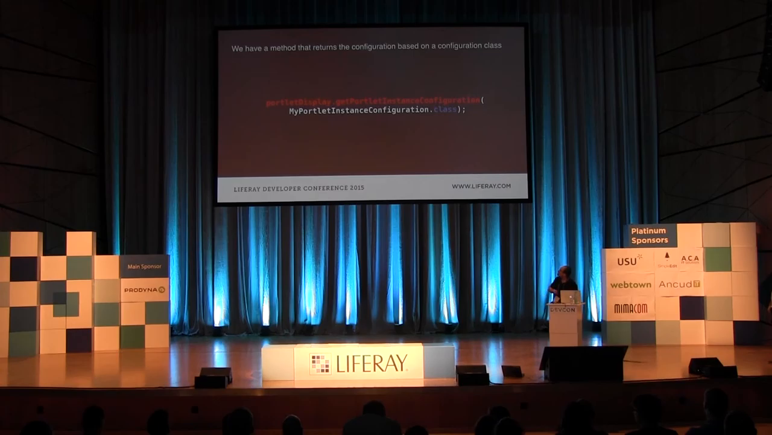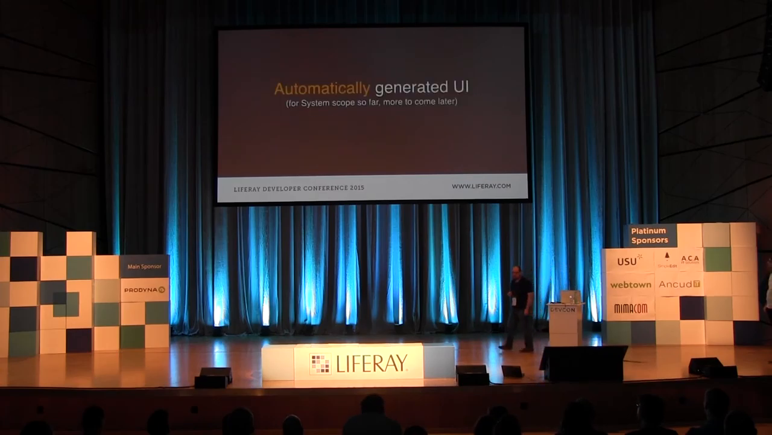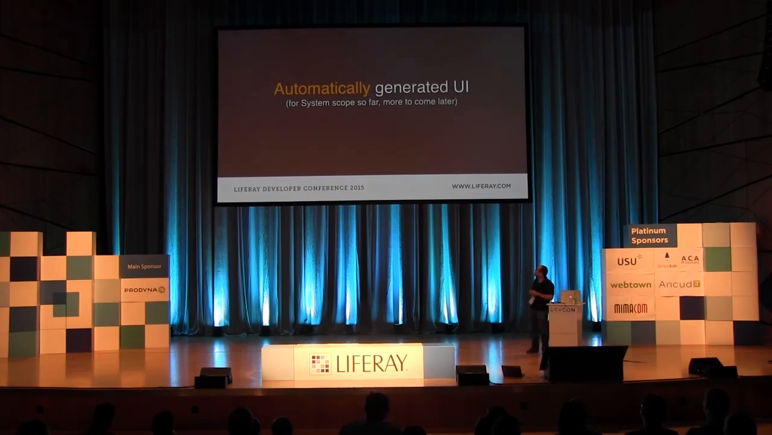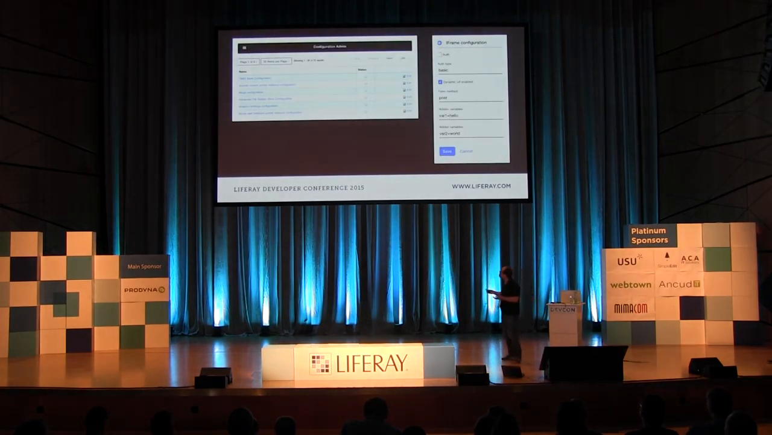Another important aspect is that we provide an automatically generated user interface. We know that the configuration can be accessed through the OSGi console, but we also provide configuration admin. So in configuration admin, what do we get? We get the configuration for portlets, for system instance, for company. But this is only, as we mentioned in the slide before, for system scope so far. We are working on making this available at portlet instance in future releases, if I am not mistaken.